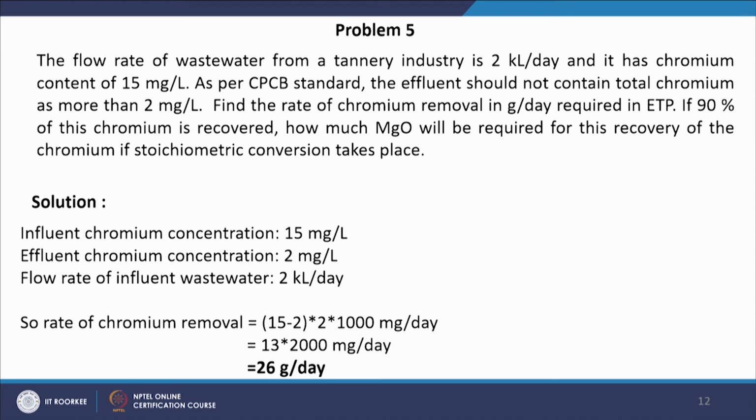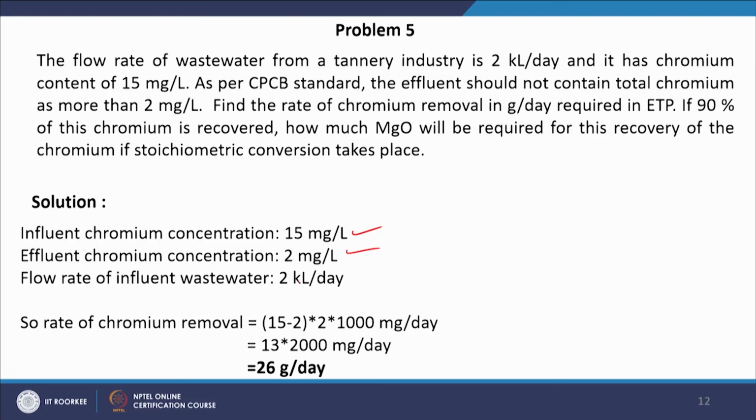That chromium removal may be taking place at the chromium recovery unit or in the effluent treatment plant. We are assuming that some part is recovered and some part is removed in the treatment unit. So the influent chromium concentration is 15 mg per liter and the effluent concentration is 2 mg per liter, because we are assuming the permissible limit is 2 mg per liter, and the flow rate of influent wastewater is 2 kiloliter per day, as given. So the rate of chromium removal will be 15 minus 2, that is removed, into 2 into 1000 mg per day, that is 13 into 2000 mg per day, that is 26 gram per day. So this much chromium is removed.